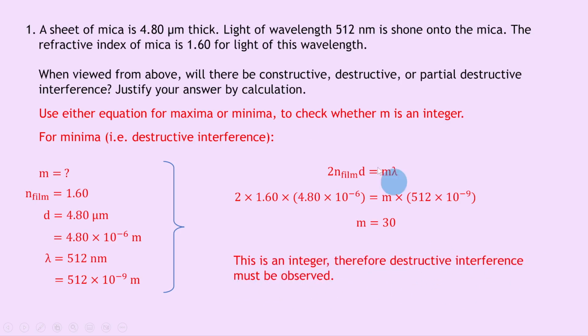However, you could have also done this using the maxima equation for thin films, which would be 2n film D equals m plus a half lambda. And in that case, you would find that m is not an integer, and that wouldn't make sense. So that means that the interference couldn't be constructive interference, it would have to be destructive interference. So that's just another way of doing it.